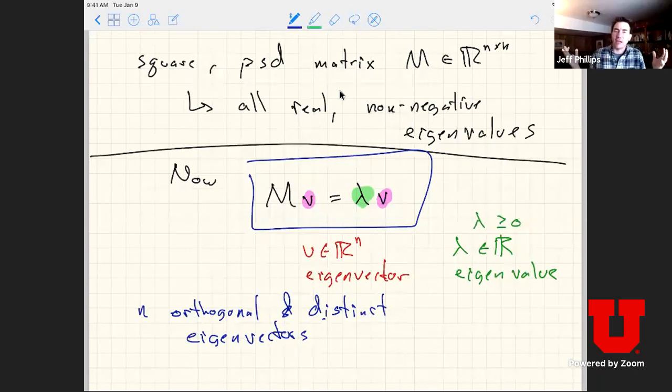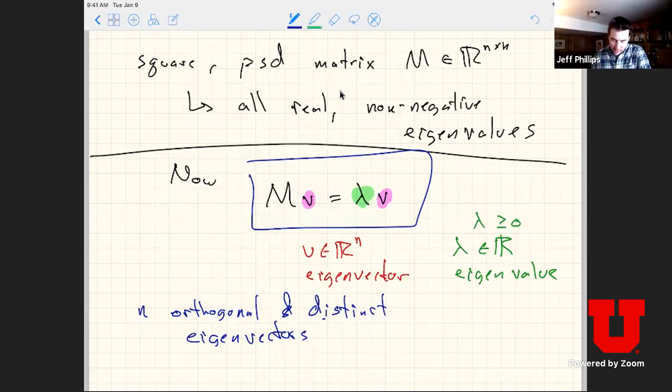So I can take out the scale, and usually I make sure that it's L2 normalized. So it's L2 normalized 1. Sometimes I make it L1 normalized. In the data mining class, when I deal with Markov chains and PageRank and stuff like that, you want to L1 normalize it. But okay, so there are n orthogonal eigenvectors.